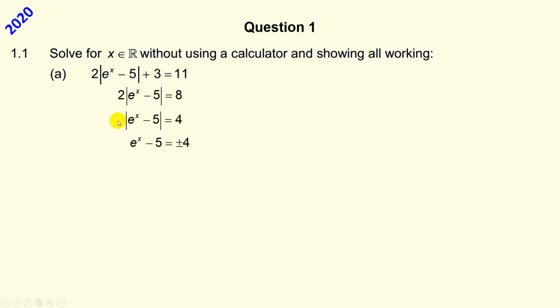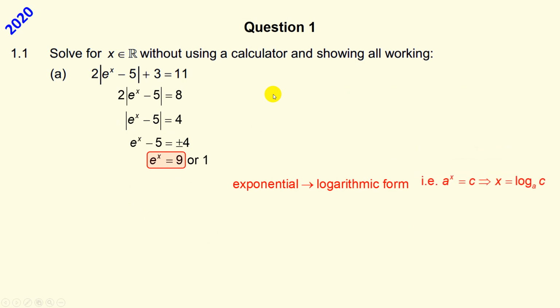It's really plus or minus, brackets, e to the x minus 5 equals 4, but we can write it that way around. So we have two answers here. Now, of course, once we have the x in the exponent, we're going to have to go to logarithmic form.